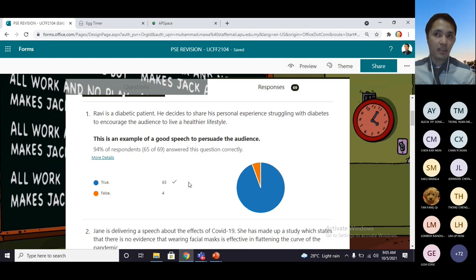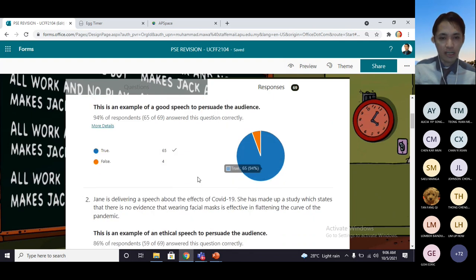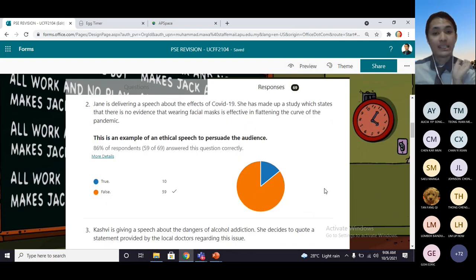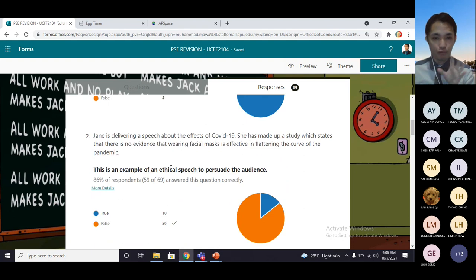If, let's say, you're talking about something that you can definitely relate to, or your audience knows that you've gone through it, then it's a bit more credible. So all of this goes under credibility. It is a good way to persuade the audience. Obviously, it's not enough, but it makes your speech more persuasive and credible. So question number one is going to be true, and most of you got it correct. Okay, very good. Okay, number two, I think more of you got it wrong.